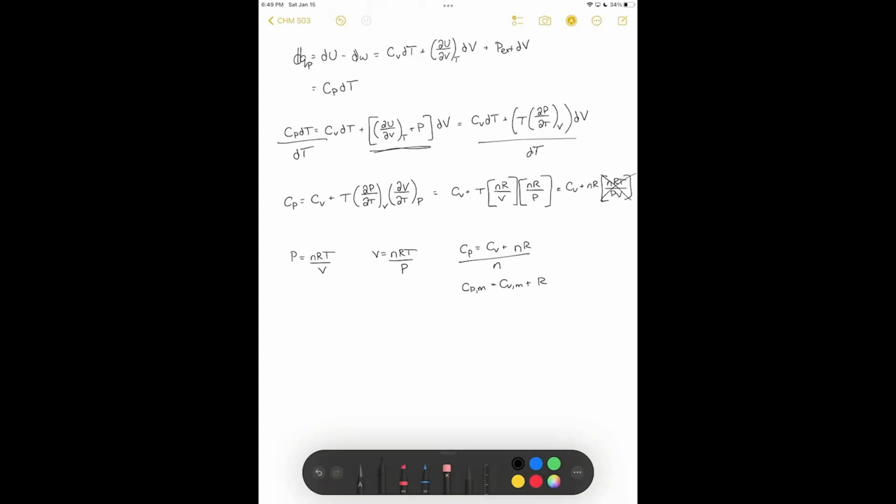If we don't have an ideal gas, we can't necessarily say these things that we've been doing. So we'll have to use our beta and kappa constants that we've been using. For that, we have Cp is equal to Cv plus T V beta squared over kappa, where beta and kappa are these constants that are related to these two partial derivatives up here.